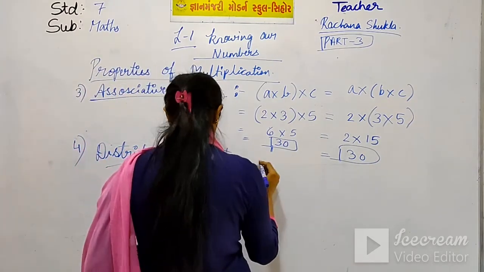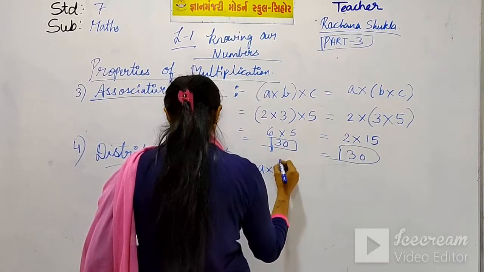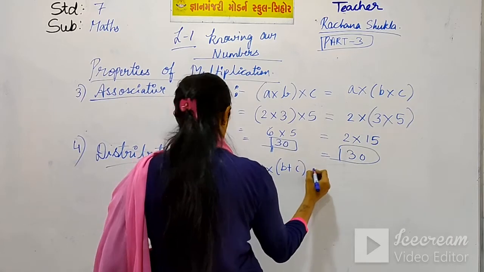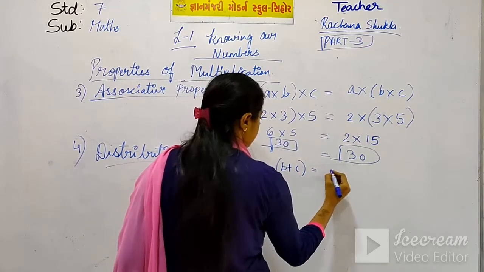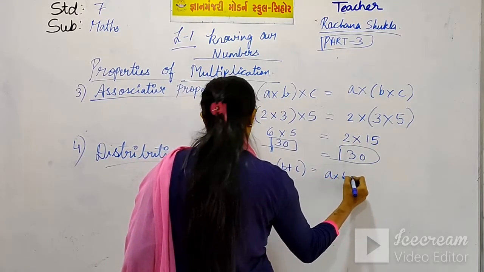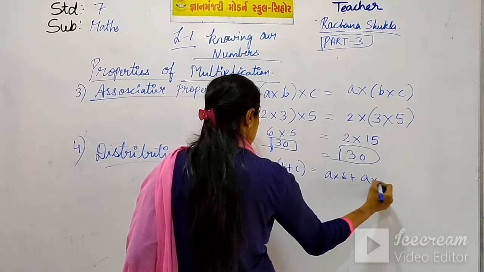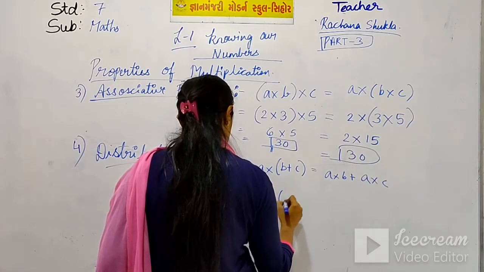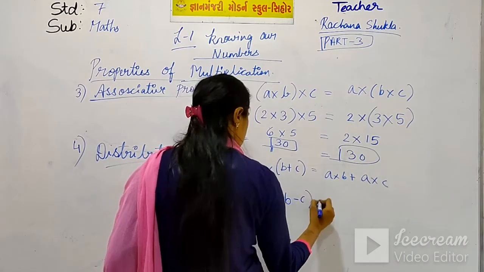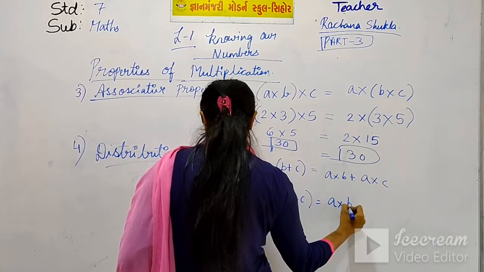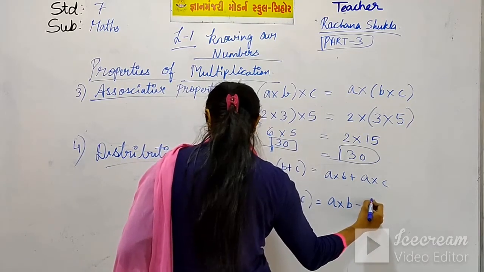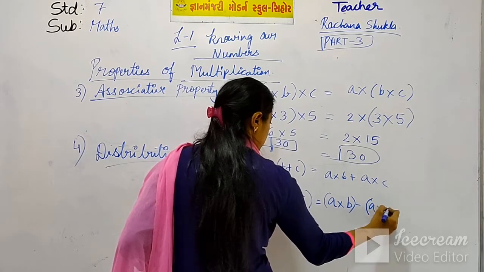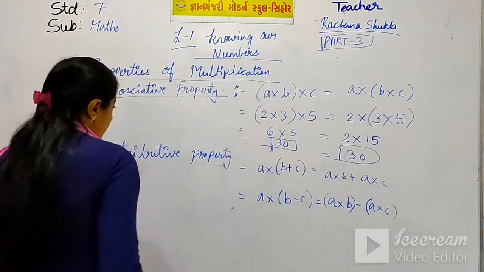Here you can write down A into (B plus C) is equal to A into B plus A into C. I will teach you what this is, and the other is A into (B minus C) is equal to A into B minus A into C.